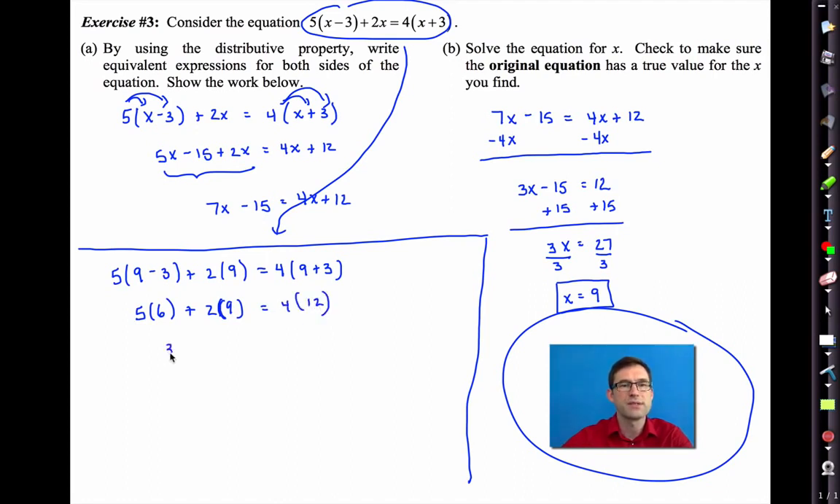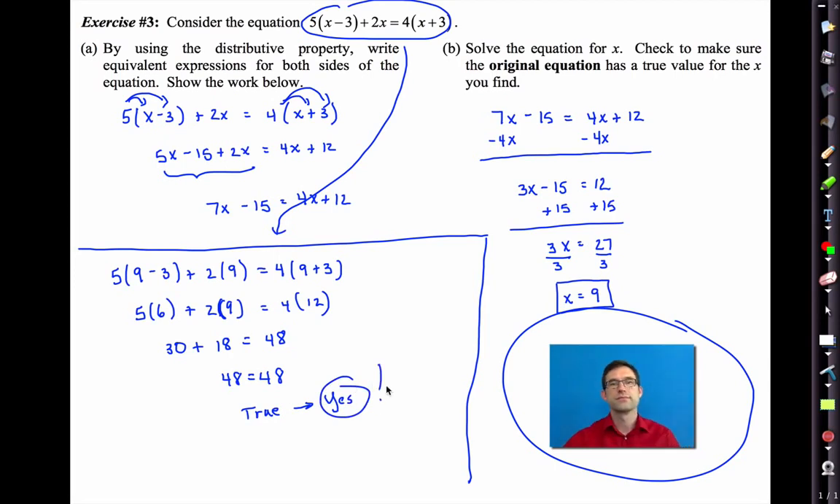Okay, 5 times 6 is 30. 2 times 9 is 18. 4 times 12 is 48. 30 plus 18 is 48. So that is a true equation. So yes, it is a solution. All right, great.